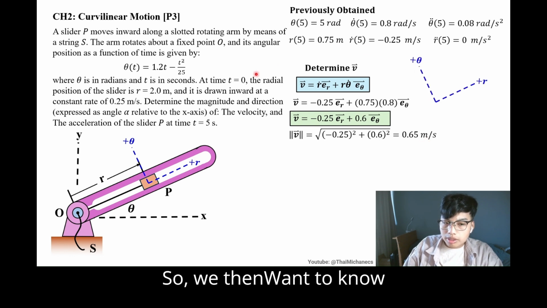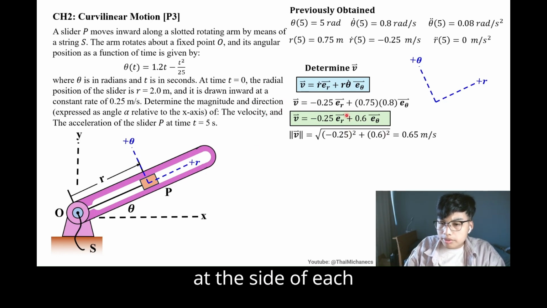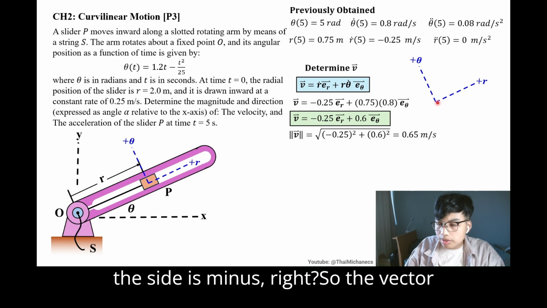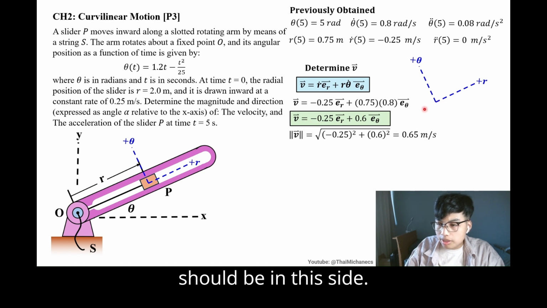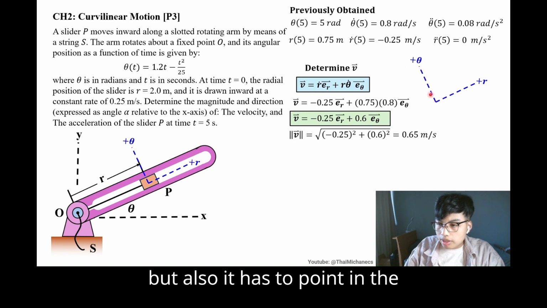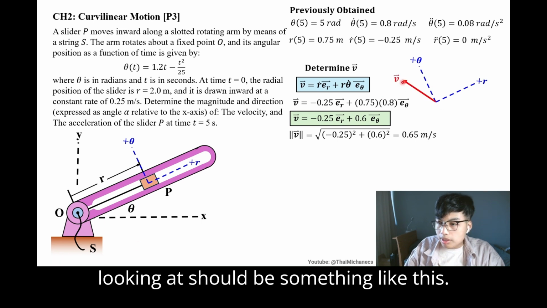So we then want to know the direction. Firstly we look at the sign of each direction. In the r direction the sign is minus, right? So the vector should be on this side. Then 0.6 is positive in theta, so that means not only should the vector point onto this side, but it also has to point toward positive. So the velocity we are looking at should be something like this.